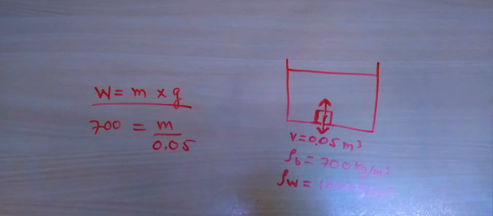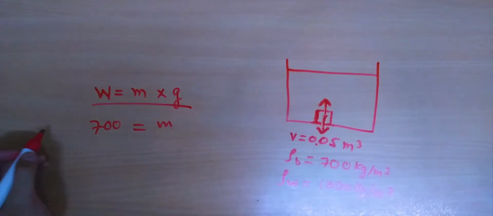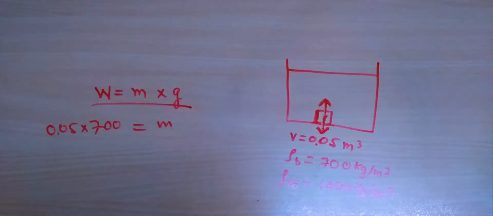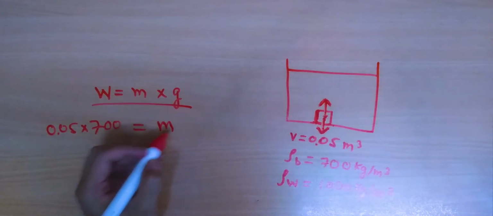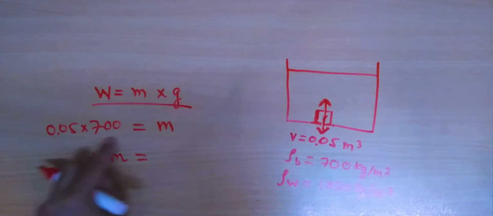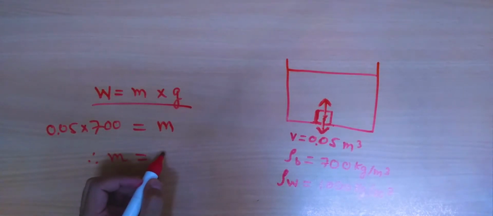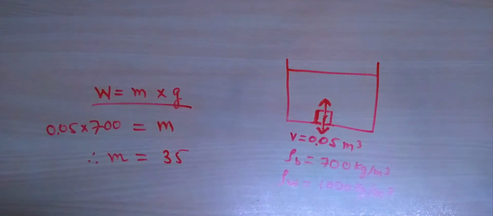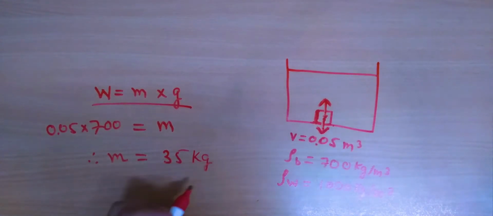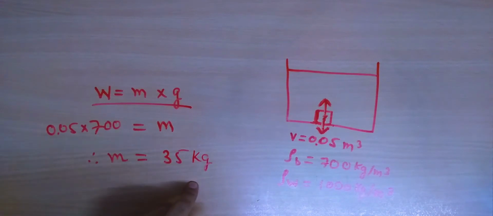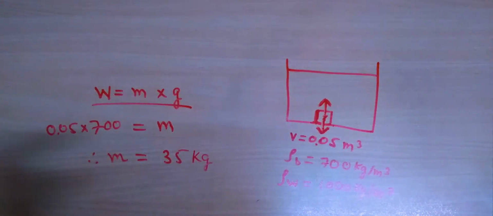Now I can simply shift my 0.05 from here to that side. I'll just quickly do it, and what I get is 0.05 into 700 gives me the mass, right? And I can solve it. I'll just flip the equation this way. Therefore mass equals this thing. So 7 5 is 35. I have 2 zeros, 1 2. So I get 35 kgs. I hope my maths is correct. Yeah, so I get 35 kg as the mass. So this block here has a mass of 35 kgs.